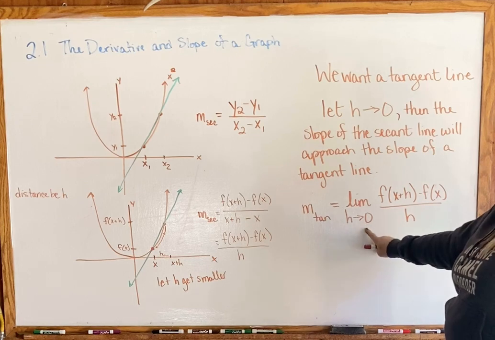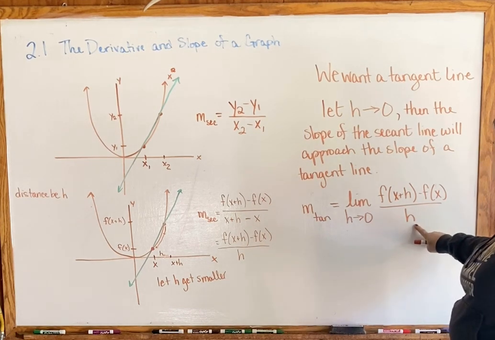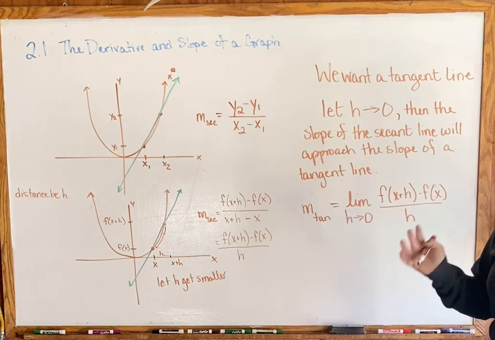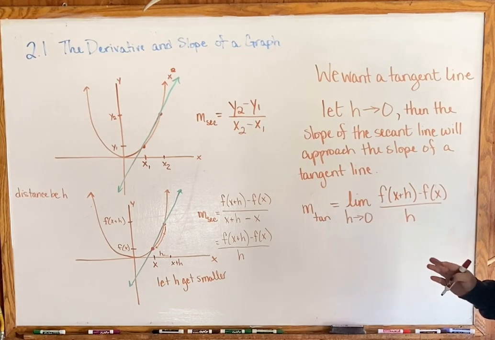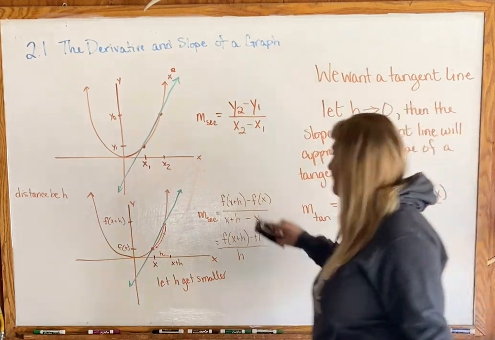Okay, now, as we've seen in chapter 1, we can't just plug 0 in here, can we? So this means there's some algebra that we're going to have to do on these problems, and that's what finding the slope of the tangent line is all about, the algebra that goes along here. So we are now ready for an example of finding the slope of a tangent line.